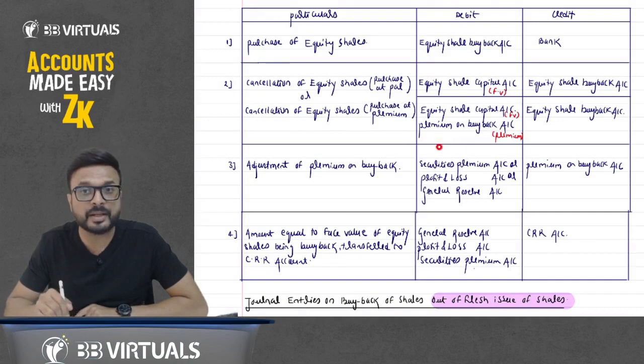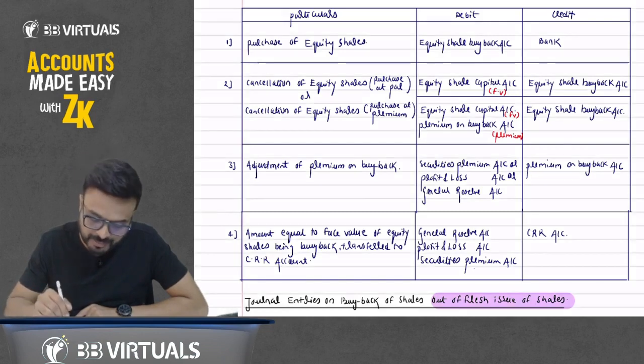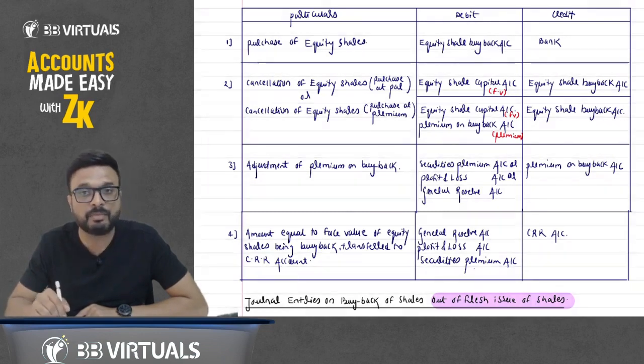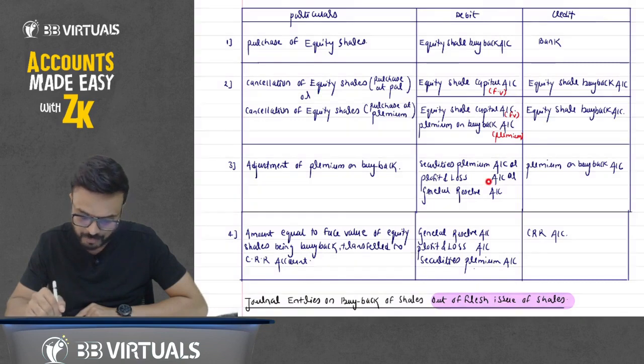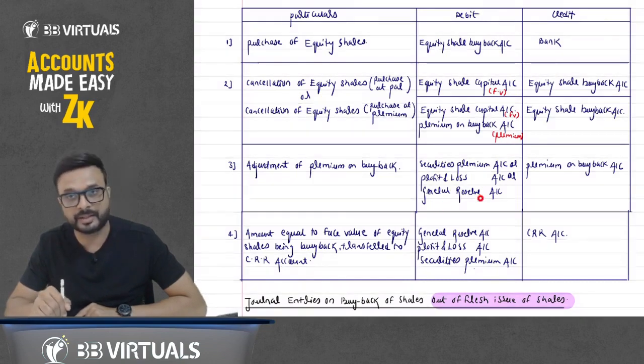So you have debited here premium on buyback account. Now you will credit here premium on buyback account. You will cancel it. In other words, you are adjusting or writing off premium on buyback account against securities premium or profit and loss account and general reserve.